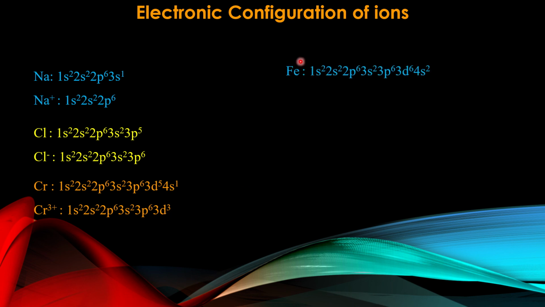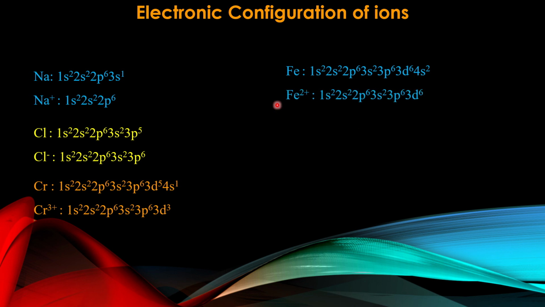The electronic configuration of iron is 1s2, 2s2, 2p6, 3s2, 3p6, 3d6, 4s2. When iron releases 2 electrons, it makes the ferrous ion Fe2+, and when iron releases 3 electrons, it makes Fe3+, the ferric ion. Now look, on the last shell there are 2 electrons. Here the last electron comes on the d orbital, but when 2 electrons are released from iron, these 2 electrons will be released from the last shell, the 4th shell, that means the 4s orbital.